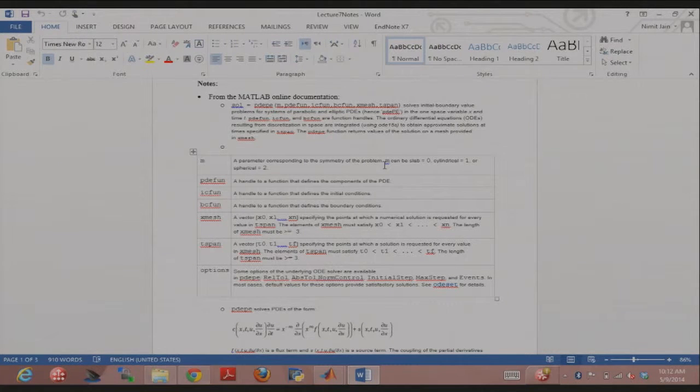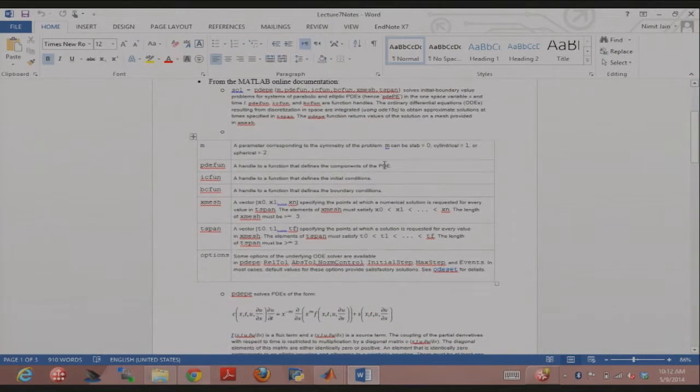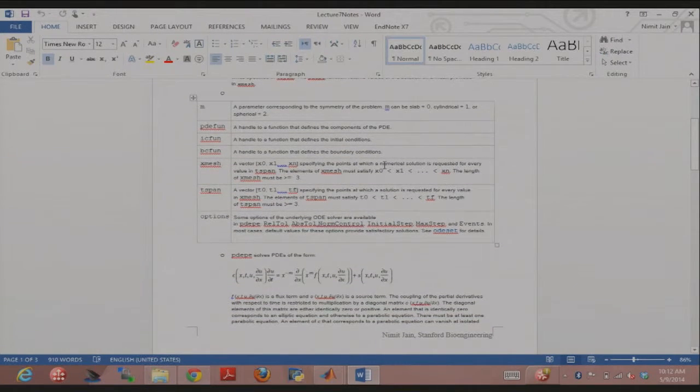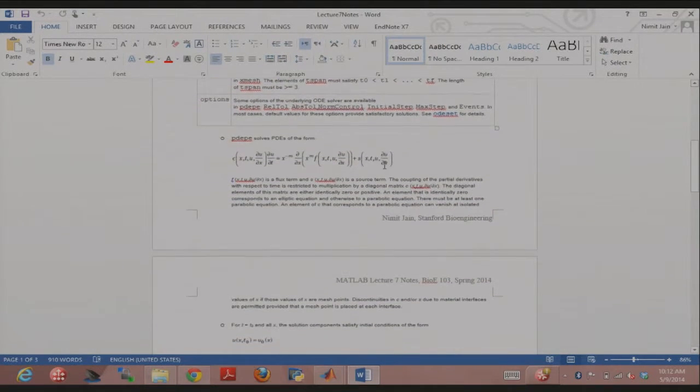This is just the form of the partial differential equation that PDE-PE solves, where C, F, and S are functions of x, t, u, and del u over del x. So I'm not going to go through this much.